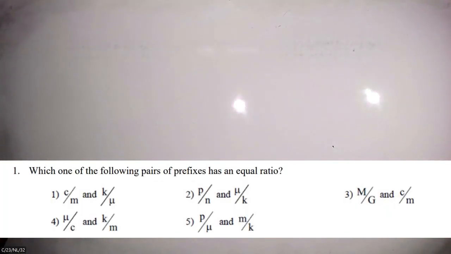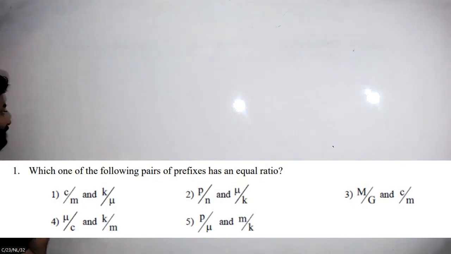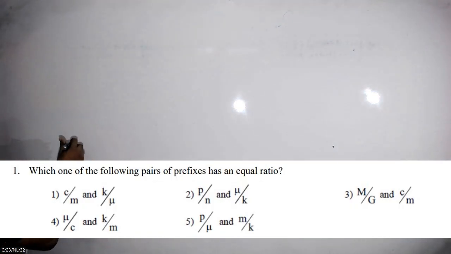Right, Putala. Today we are going to discuss our CAT paper 1, continuous assessment test paper 1. Let's start the discussion. Puthe, read the first question. Which one of the following pairs of prefixes has an equal ratio? Putala, to answer this question, you need to know the values of each prefix. Puthe, let me revise the prefixes.